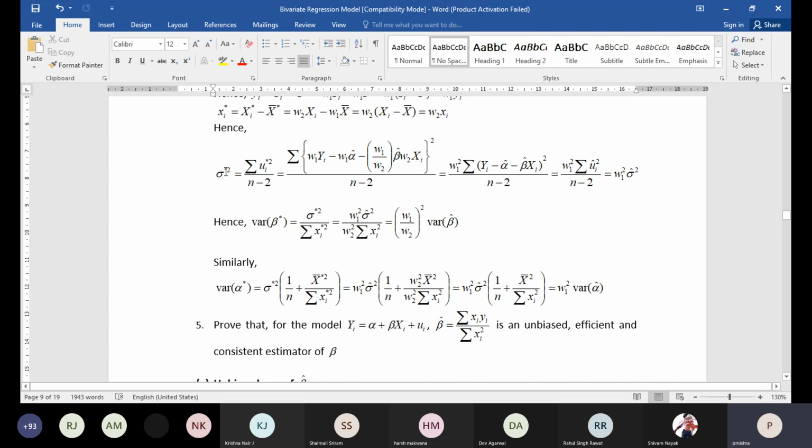We know that sigma star square is equal to W1 square sigma hat square and summation of small xi star square is equal to W2 square into summation of small xi square. And we know that sigma hat square divided by summation of small xi square is nothing but variance of beta hat. So eventually we are getting variance of beta star is equal to W1 by W2 whole square into variance of beta hat.